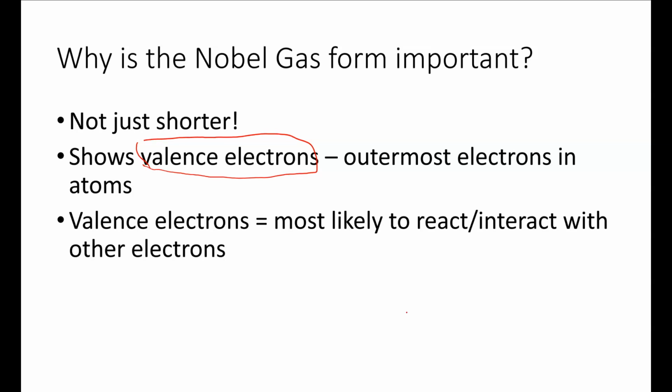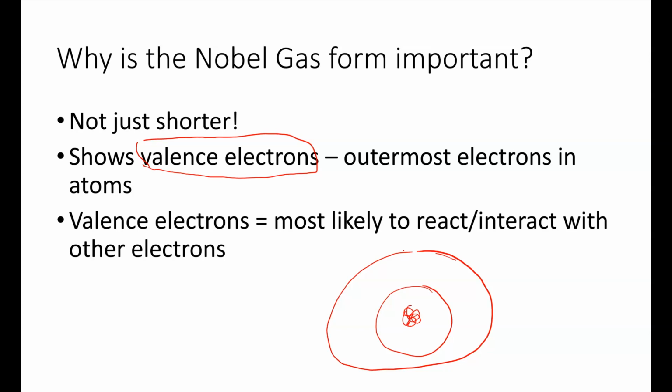This can make sense if you think about your nucleus of your atom and you have layers of electrons for the different n levels. The electrons in the last n level are going to be the first ones that interact with anything in the environment. So these are going to be extremely important as we look at patterns.